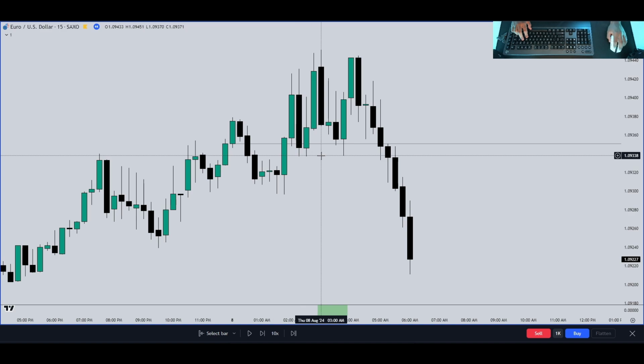And the only thing I'm going to be looking for during that ICT silver bullet 3 to 4 a.m. session is going to be sells, as we are above that midnight opening price. And we're going to mark out that 3 a.m. opening price to see if we can utilize the ICT power of 3.